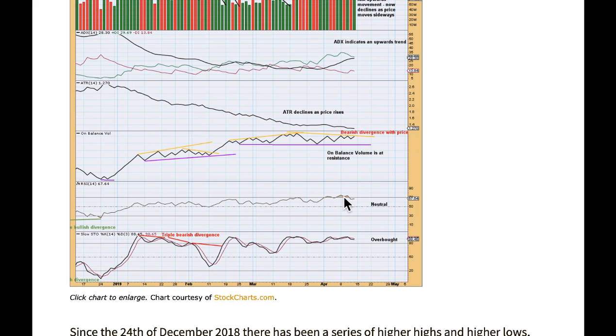RSI reached overbought. It can move back into overbought again. It's not a particularly good timing tool, but if it does move into overbought and then exhibits some bearish divergence with price while it's overbought, that would be a stronger indication of an extreme upward trend that may be about to end. Stochastics is overbought, but it can remain overbought for quite a long period of time, and yet price can continue higher.